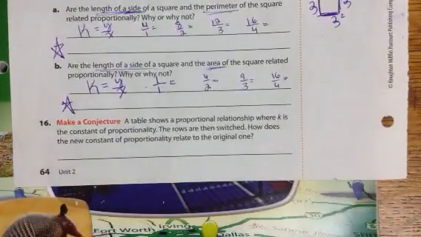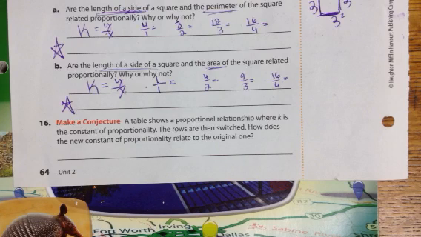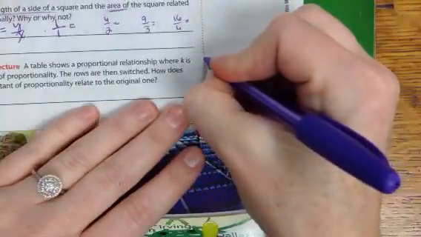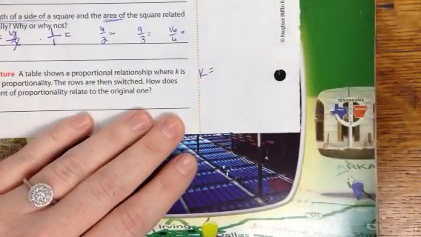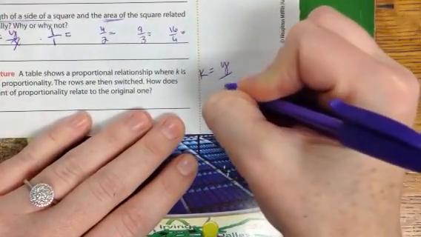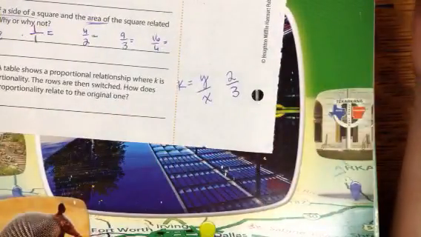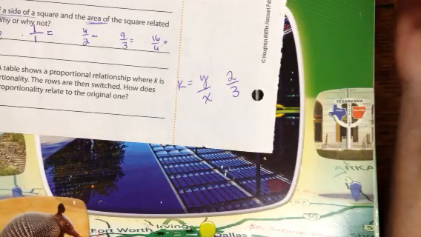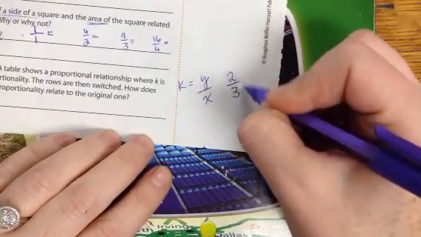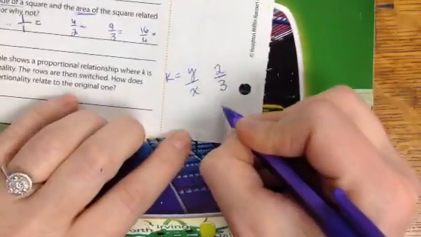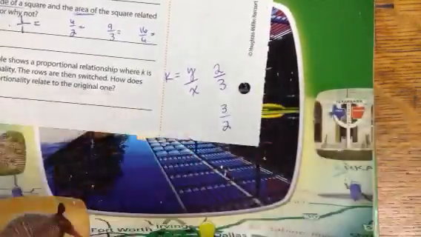Okay, the last one says, a table shows a proportional relationship where k is the constant of proportionality. The rows are then switched. How does the new constant of proportionality relate to the original one? Okay, so if I just make up a constant, let's say the y and the x number, so we got 2/3 for our constant. It said then the rows were switched. So they're just telling me that this is going to switch upside down. So now I've got 3 over 2.